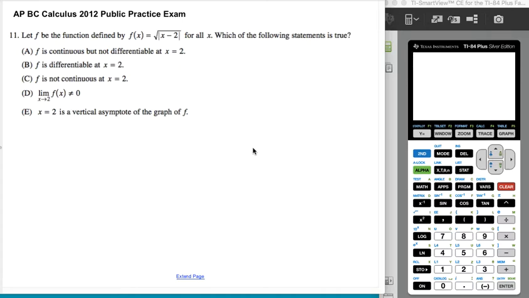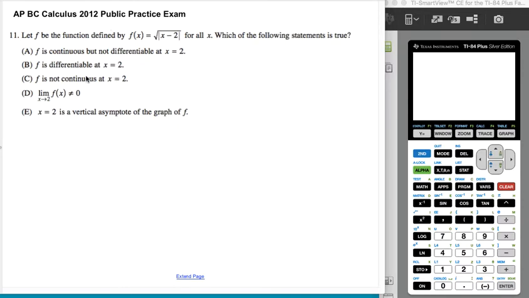All right, we have f of x defined as the square root of the absolute value of x minus 2. We're asked some statements about this. So we're asked about continuity and differentiability in most cases. If you look through these, continuous but not differentiable, differentiable is not continuous, we have that a limit is not equal to 0, and we have a vertical asymptote.